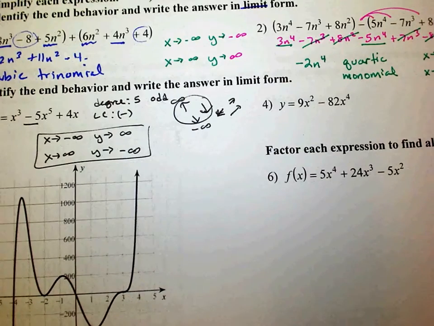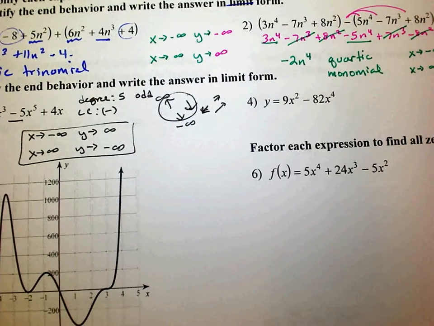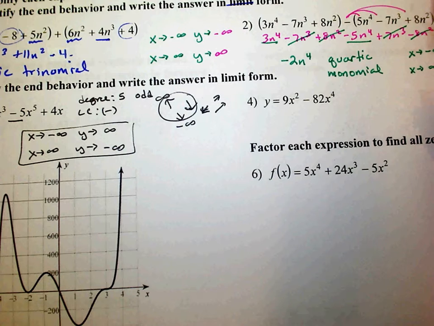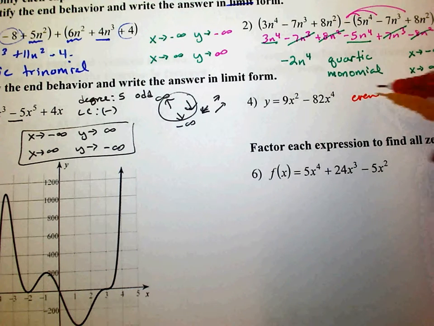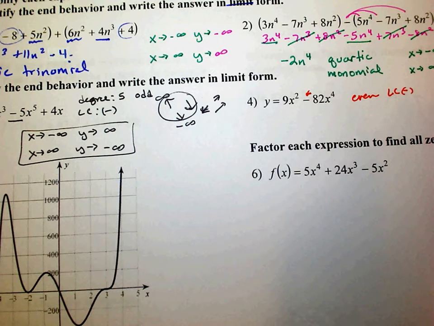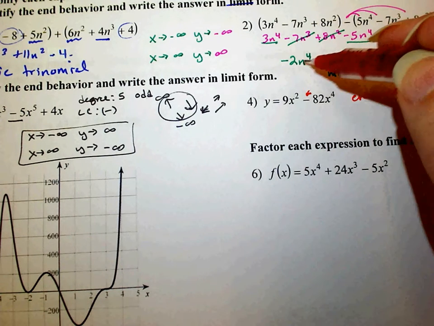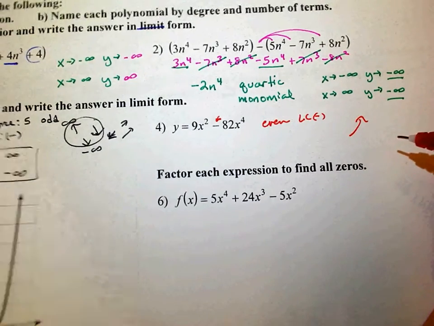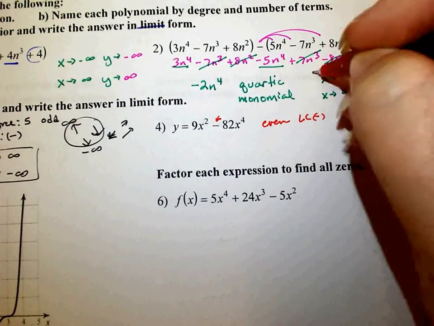Number 4, it says the same thing. What's the degree? The degree is the highest power, which is 4. Okay, so it's an even. And it's a negative number in front of it, which means the leading coefficient is negative. So it's pretty much the same as this one, even with negative leading coefficient. So the answer is the same as that right there. Okay, so that is also the answer to number 4.